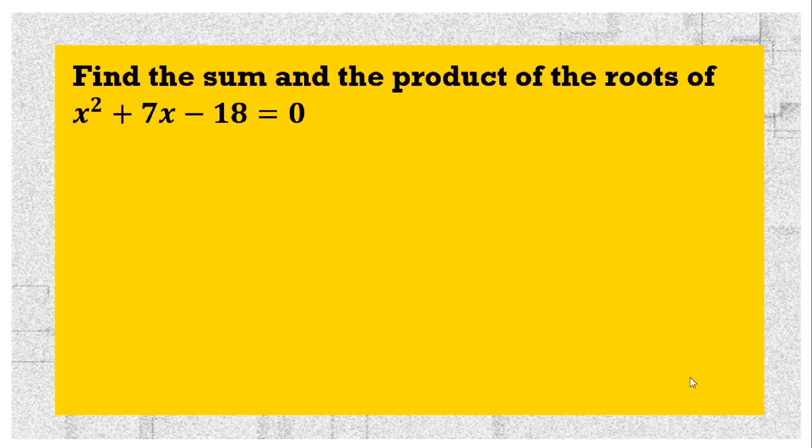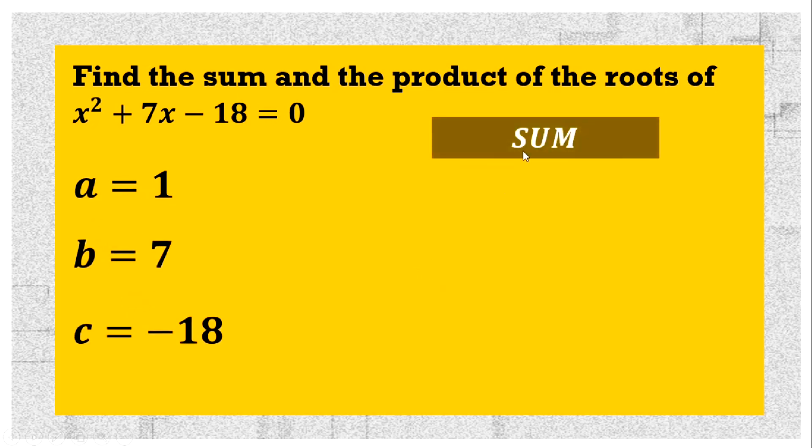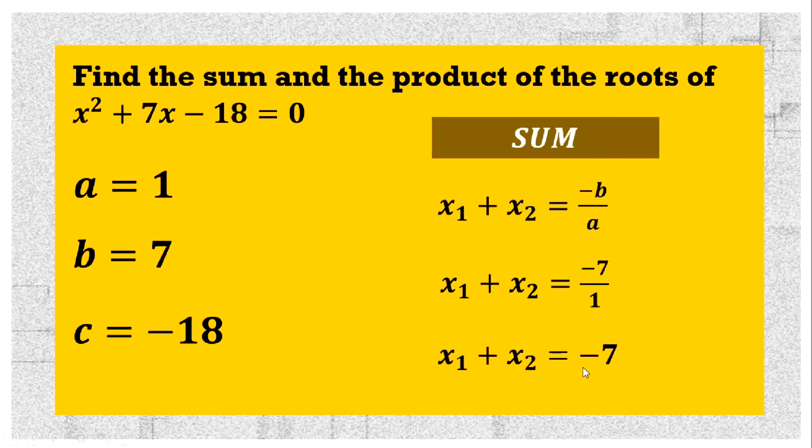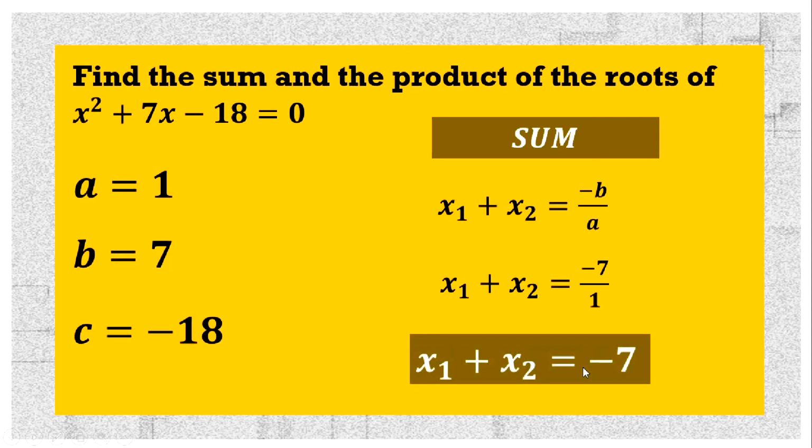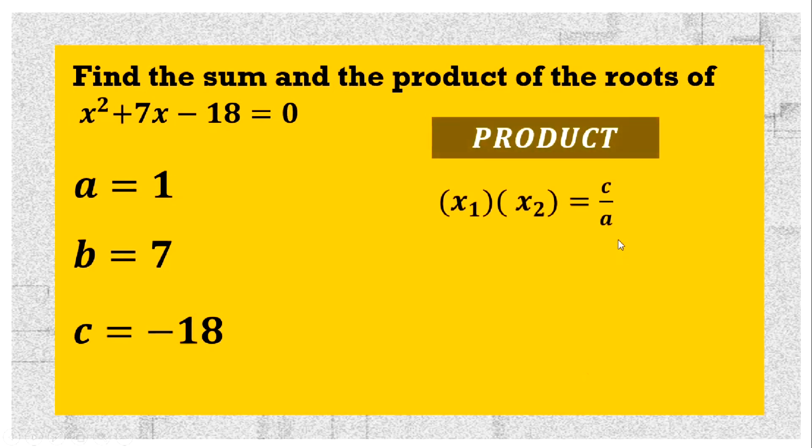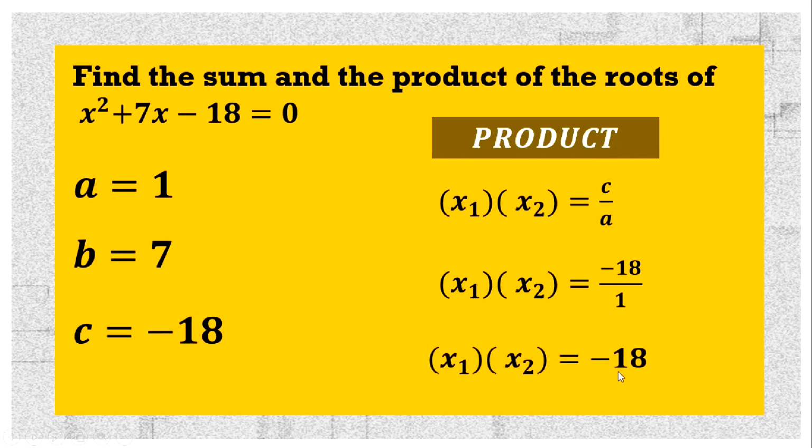Okay, this time, you may pause this video and try to answer this problem. Find the sum and the product of the roots of x squared plus 7x minus 18 equals 0. So, first is to determine the values of a, b, and c. Our a here is 1, b is 7, and c is negative 18. So, for our sum, we have negative b over a. Our b is 7, so we have negative 7 over our a is 1. Negative 7 divided by 1 is negative 7 for our sum. And for the product, we have c over a. So our c is negative 18 and our a is 1. So negative 18 divided by 1 is simply negative 18.